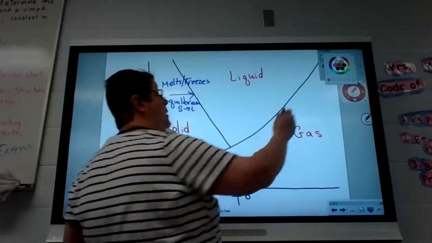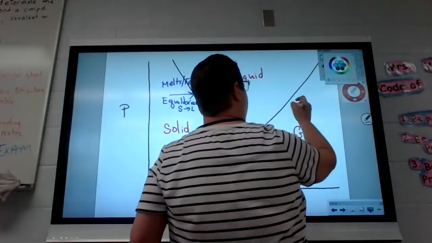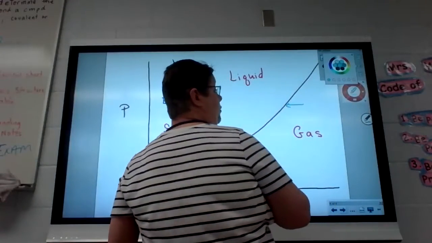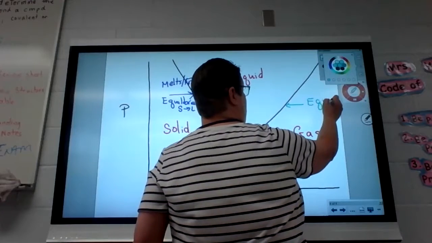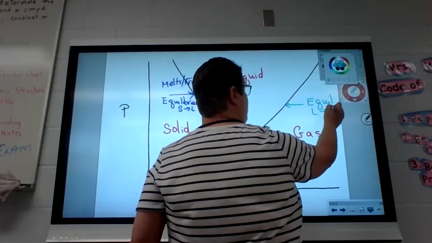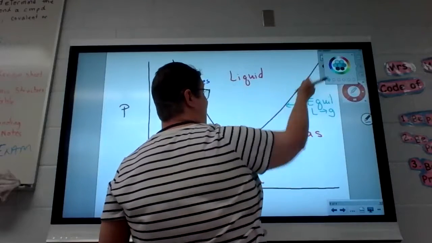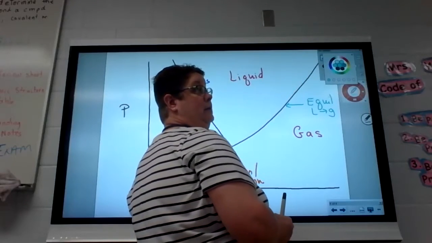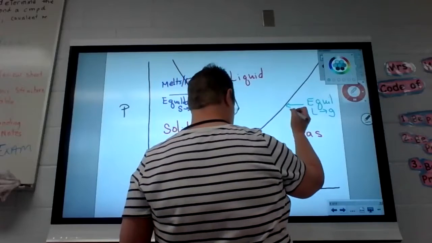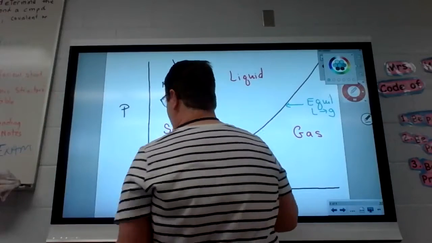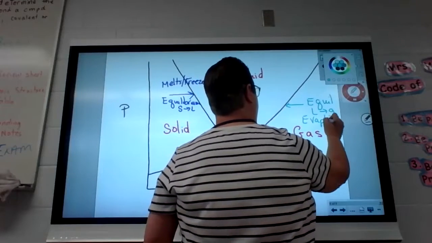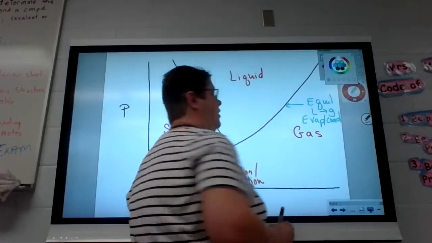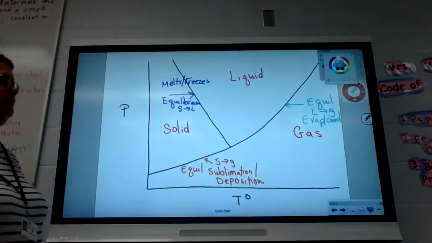Now, that means on this line we have equilibrium between what? Liquid and gas. So what happens on this line? Okay, you have the boiling point, we'll talk about that in a minute. Evaporation and condensation. That boiling point is one of those points we have to learn to identify.